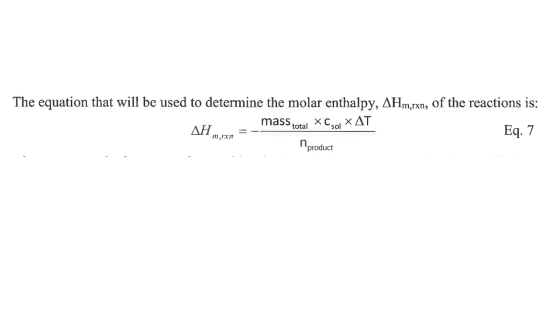All right, your mass total is the mass of everything in the calorimeter cup. Everything in the cup is going to be your mass total. Your C-sol, S-O-L, is your specific heat capacity of solution. So your sol is short for solution. Your little triangle T is your change in temperature, and it's your final temperature minus your initial temperature. That's where you're going to find that. Your n here is going to be the moles of the key product determined from your limiting reactant.